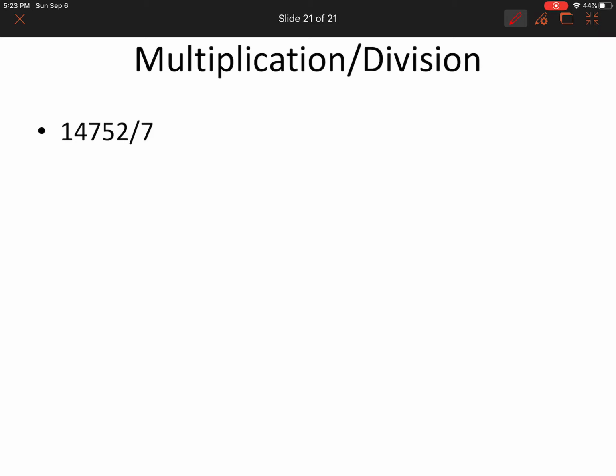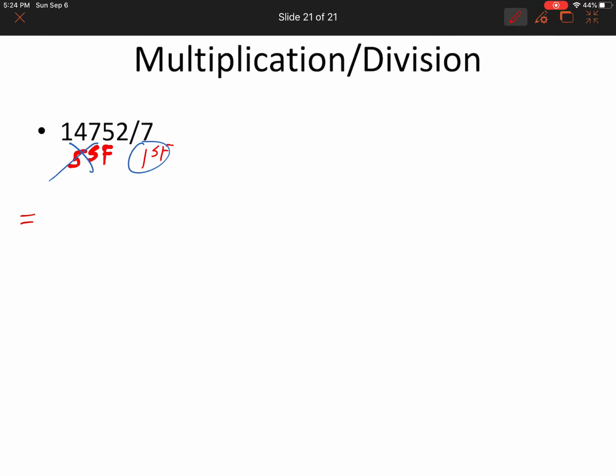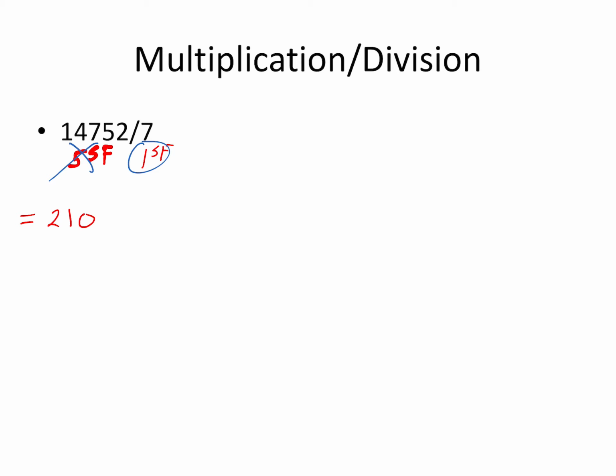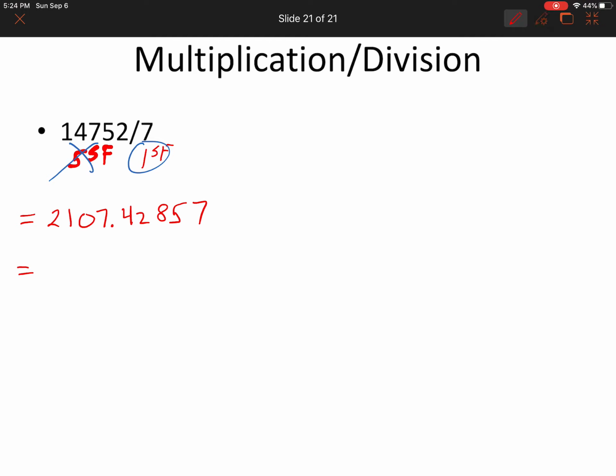All right, and one more. 14,752 has 5 significant figures. 7 has 1 significant figure. So my answer gets to have 1 significant digit. If we work this out on a calculator, then we find that this will be 2,107.42857. Okay, I'm going to switch colors again.